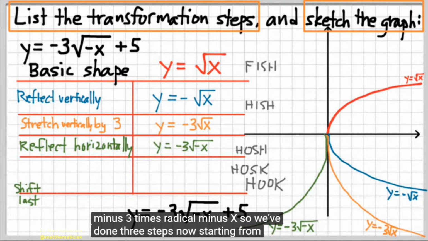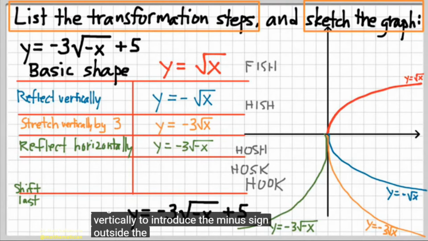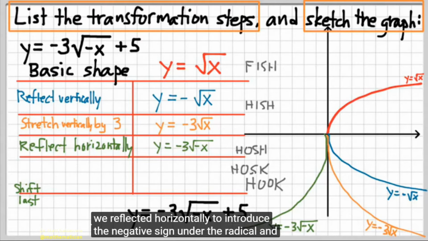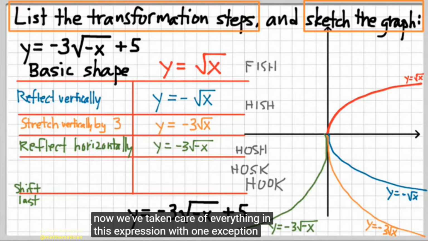So we've done 3 steps now, starting from our original basic shape. We reflected it vertically to introduce the minus sign outside the radical. We stretched it by a factor of 3 vertically. That introduces a 3 outside the radical. Then we reflected horizontally to introduce the negative sign under the radical. And now we've taken care of everything in this expression with one exception. We can finally do our shift, because everything else is taken care of.